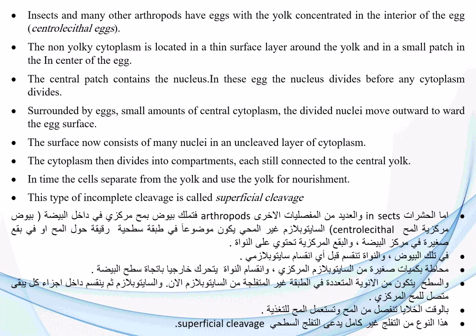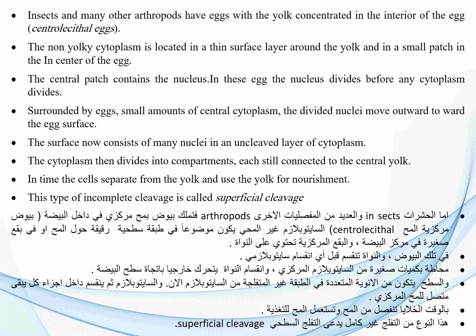Here, the yolk is so dense and makes up almost the entire egg volume. All the actual cytoplasm, the non-yolky stuff where the nucleus is, sits like a tiny little cap or disc right on top of this huge yolk mass. So the divisions only happen in that little cap.